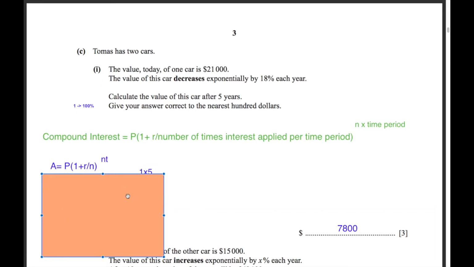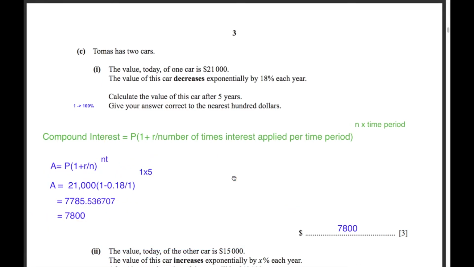So let's do that. It can be written in this form. Let's go right here. 21,000, open bracket 1 minus, because we told you, and then 0.18 because again, it has to be in decimal form, divided by 1, and then to the power of 1 times 5. On the calculator, you'll get this. However, we're not done yet because they said to the nearest $100. So the 100 is right here, and 8 is greater than 5, so we're going to round up. It's going to be $7,800. That is your final answer.